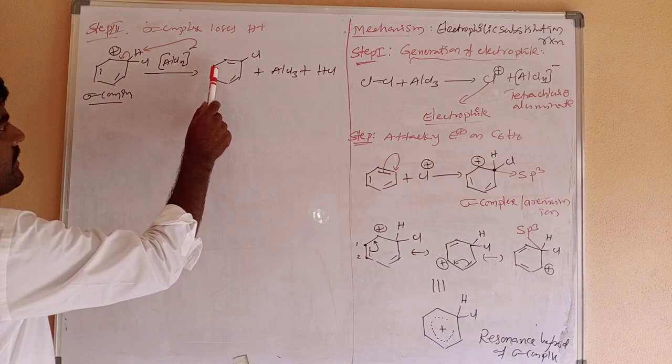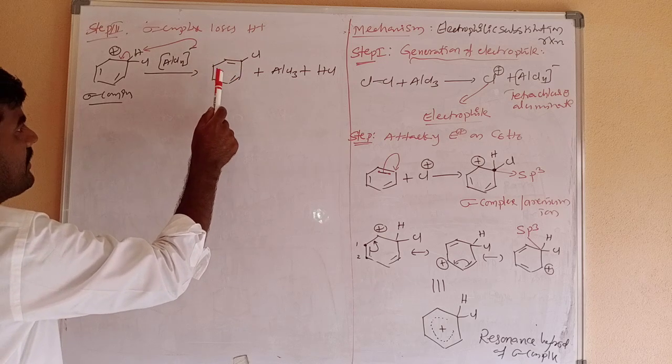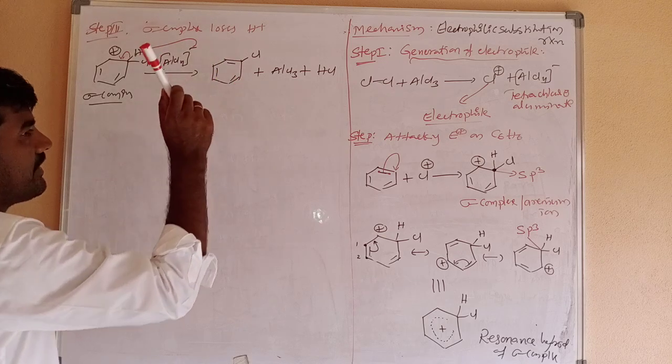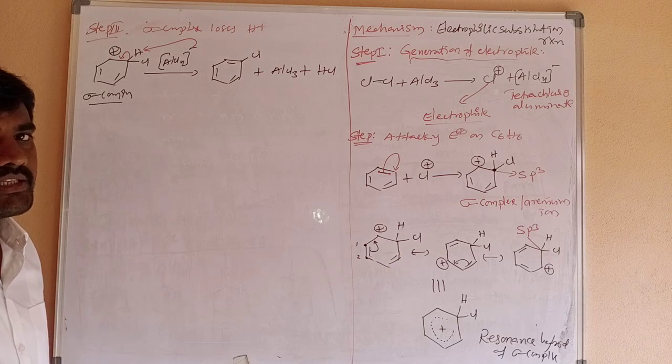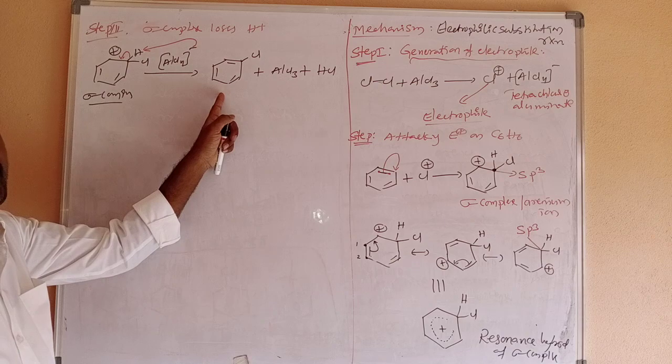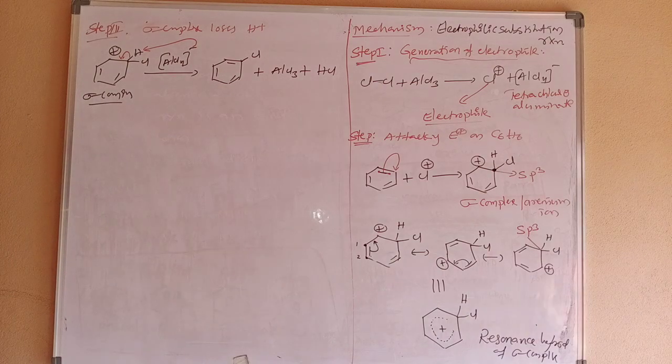Check here: pi bond, sigma bond, pi bond, sigma bond, pi bond: double bond, single bond, double bond, single bond, double bond. It means it is in conjugation. All carbon atoms are sp2 hybridized, so it restores its aromatic character. This is the preparation of chlorobenzene and its mechanism. Next one, bromobenzene, we have already discussed. Next, iodobenzene.